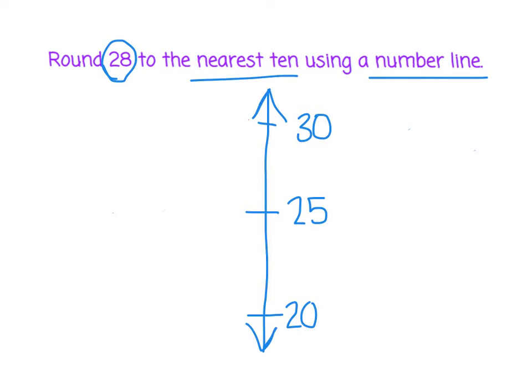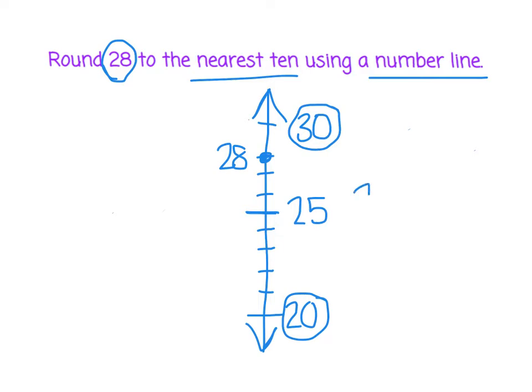Next I need to place 28 on my number line. So let's count. We have 21, 22, 23, 24, 25, 26, 27, 28. So here is where 28 would be on my number line. Now I need to look. Is 28 closer to 30 or is it closer to 20? It is closer to 30. So I'm going to say that 28 rounds to 30.